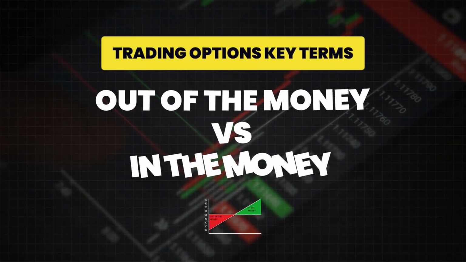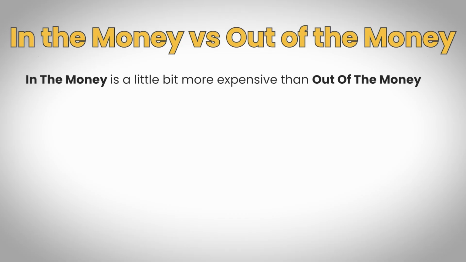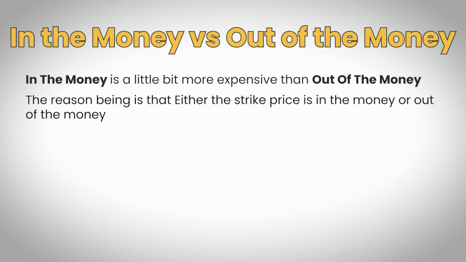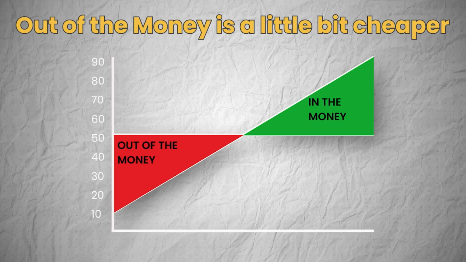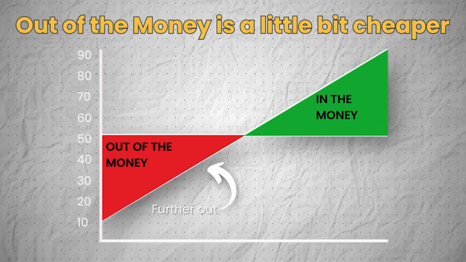The next term that you need to be paying attention to is out of the money versus in the money. In the money is a little bit more expensive than out of the money, and the reason being is that the strike price is either in the money or out of the money. Out of the money is a little bit cheaper because it's further out than where the market is currently. So if you get an out of the money contract, it might be cheaper, but the likelihood that it might get to that price is not as likely as the in the money contract. That's why the in the money contracts have a higher premium.